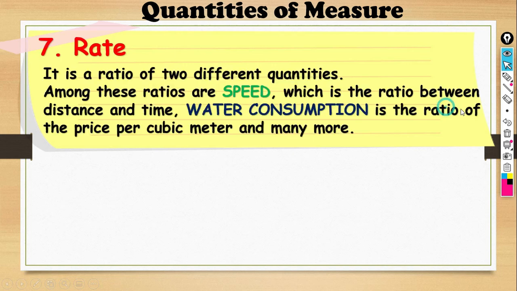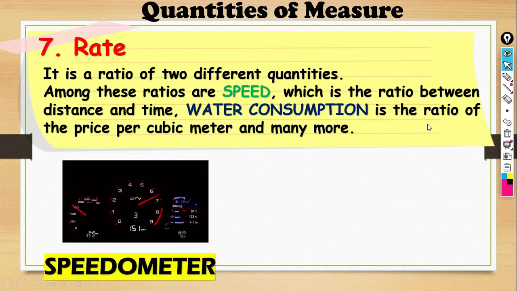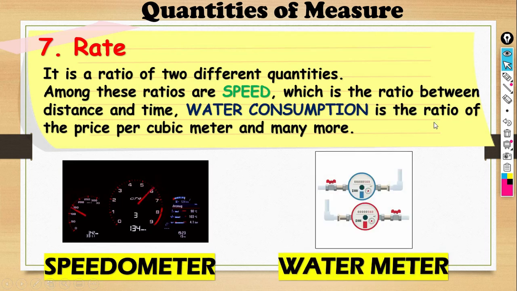And now let's have the last quantities of measure, which is rate. It is a ratio of two different quantities. Among these ratios are speed, which is the ratio between distance and time, and another rate is water consumption, which is the ratio of the price per cubic meter, and we have many more. So, ito yung ginagamit to measure speed. For example, we have the speedometer. And we have the water meter to measure the water consumption. So, marami pa tayong ibang klase ng rate.